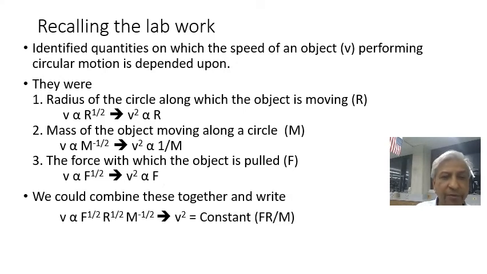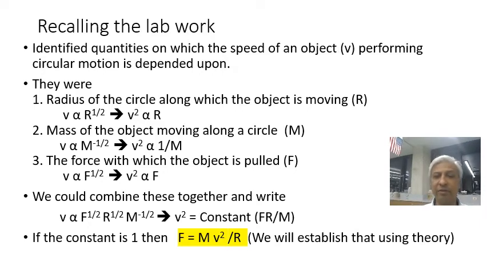We could combine these together and write V varies directly as radical of F times radical of R divided by radical of M. Otherwise, we may write an equation as V squared is equal to a proportionality constant times Fr divided by M. If the constant is 1, then we may be able to rewrite this expression as F is equal to mv squared over R. We will establish that using the theory in the next class.